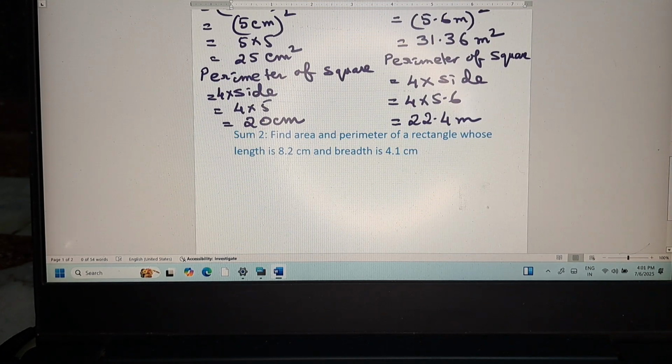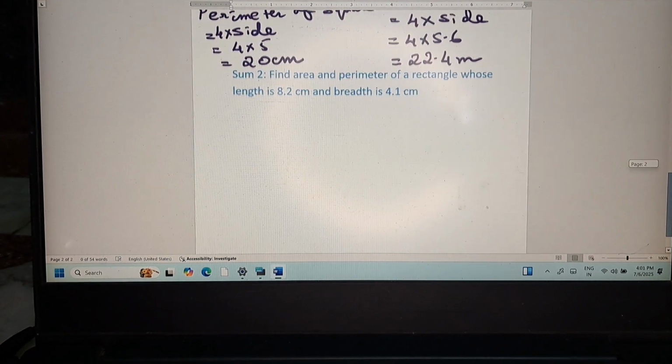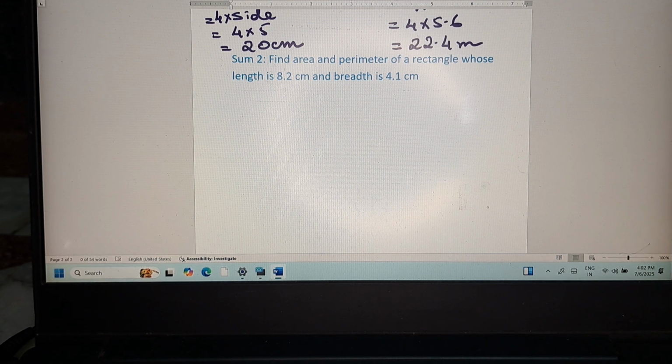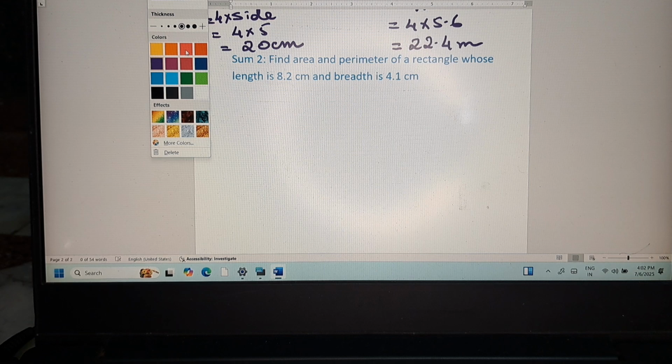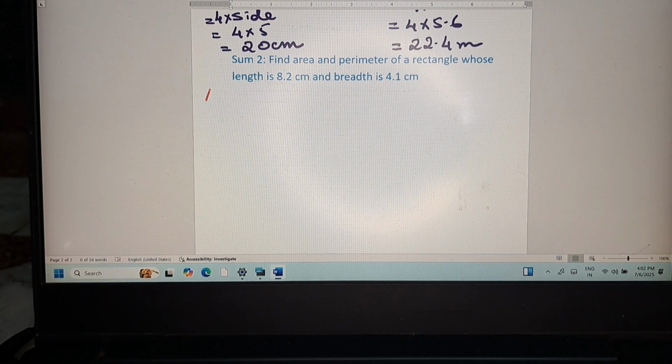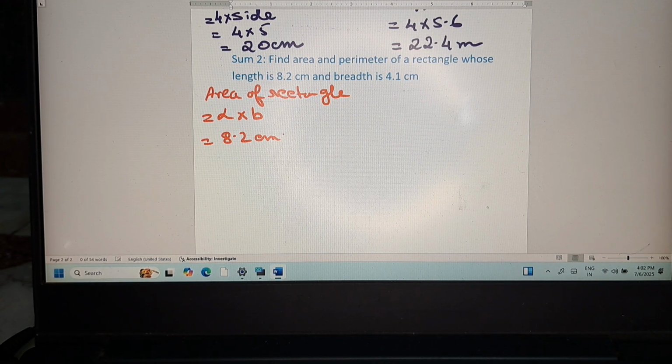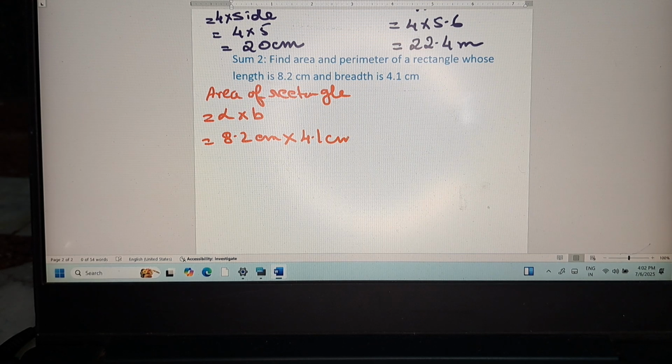Now move on to the next sum. Sum number 2. Find the area and perimeter of a rectangle whose length is 8.2 centimeter and breadth is 4.1 centimeter. Always remember, length is bigger than the breadth. What is the formula for area of a rectangle? Area of a rectangle, we know, is length into breadth, L into B. So 8.2 centimeter multiplied by 4.1 centimeter.